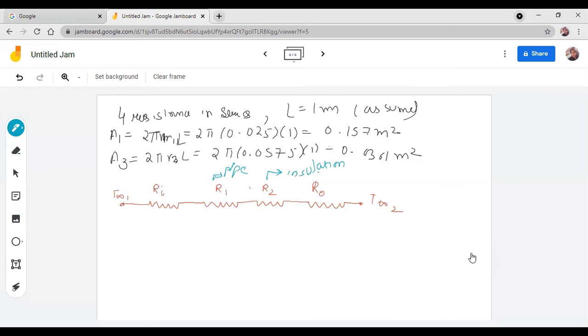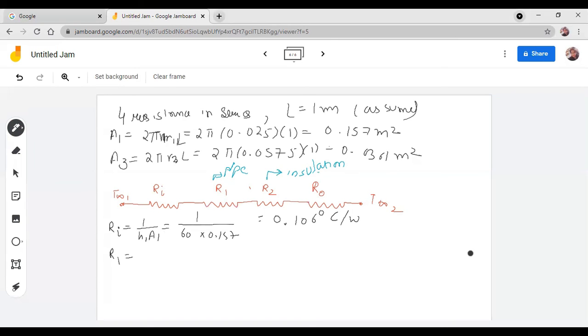So we'll solve this question and note down the individual resistances. So Ri will be equal to 1 upon h1 A1, 1 upon 60 into 0.157. We'll note down the SI units later on. It comes to 0.106 degrees centigrade per watt.